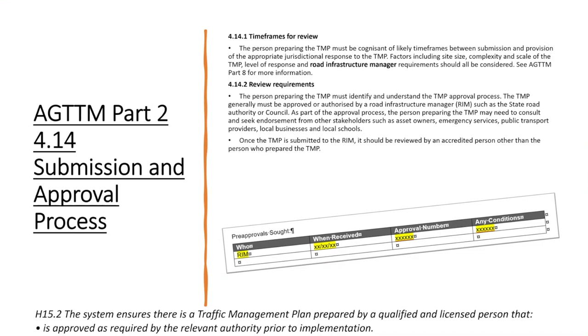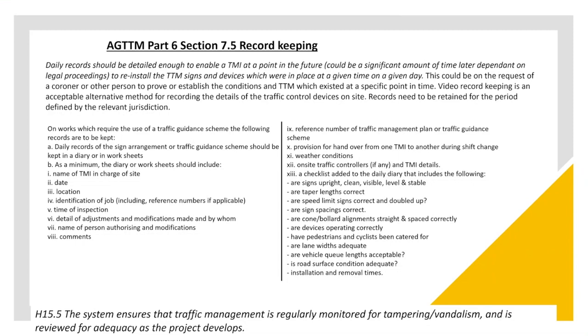Part 6. For me, I like the element of section 7.5 there around record keeping. There's a lot of detail here, and I mentioned that earlier in the Australian Standard. It's unchanged, but better detailed, more fleshed out. I'm not going to go into each of those items, but what I'd like to point you to is that first sentence. These records and this evidence for our OFSC accreditation needed to be detailed enough so that we could recreate at any point in the future. And this is where we're drawing that from, to be able to address the H15.